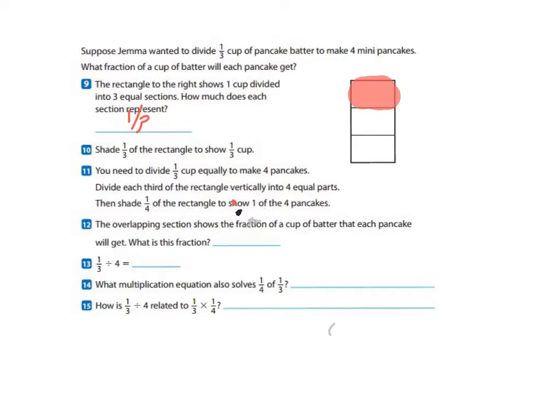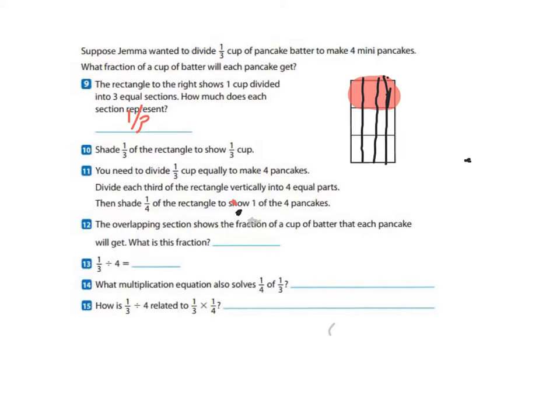Now, it says I need to divide 1/3 cup equally to make 4 pancakes. So I have to divide this little small part right here into 4 parts. So in order to do that, I'm going to take my pen and I'm just going to go as neatly as I can and go all the way down. Let's see. Go 1, 2, 3. And those aren't the neatest parts, but I just divided into 4 different parts, okay?